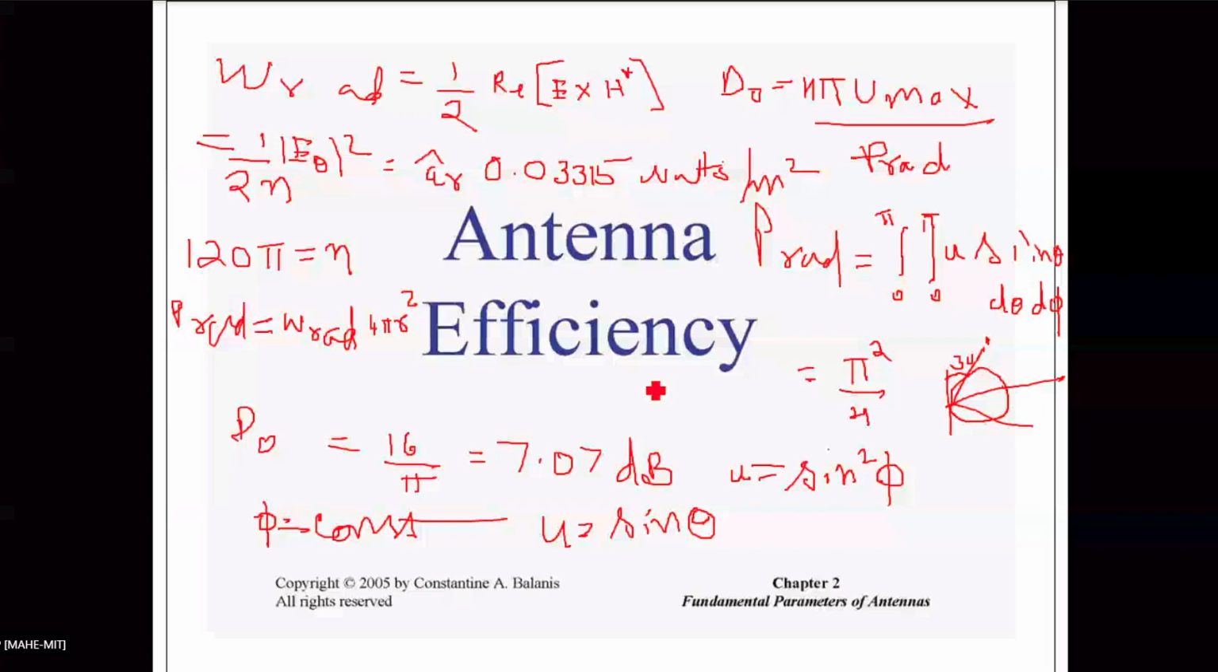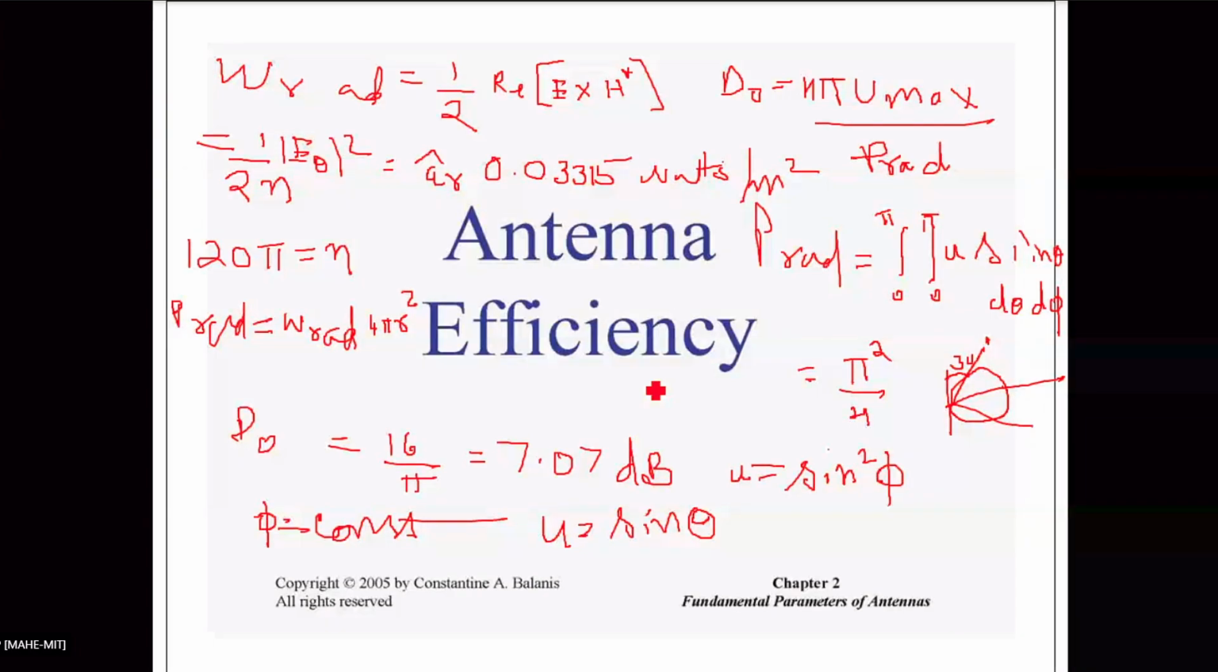Excuse me, sir, can you send these questions on a separate slide after the class? Yes, I'll send it. Also, sir, which book can be referred to if we want to practice these problems? Balanis, Antennas. Yes, sir. I'll send it in the evening.